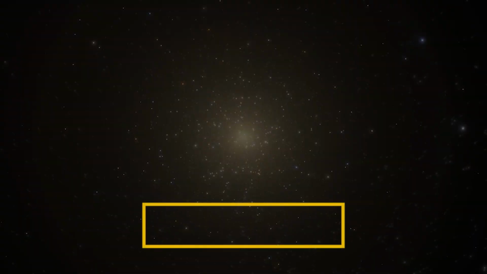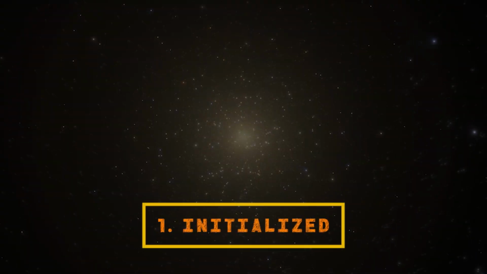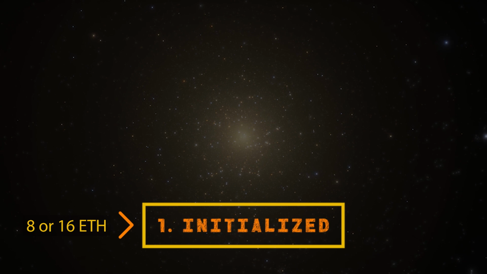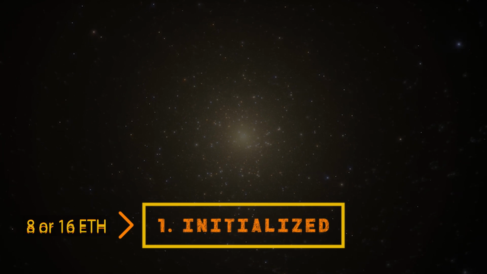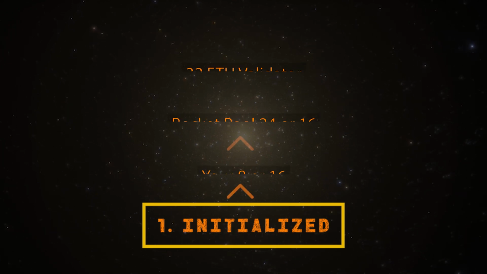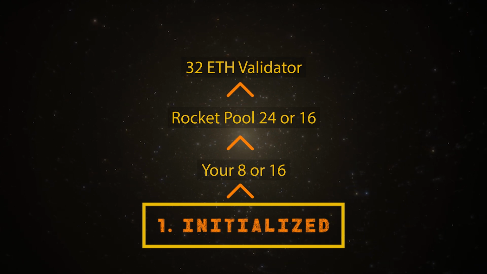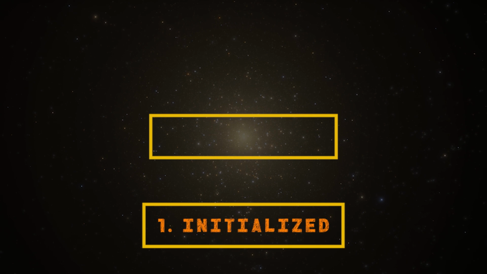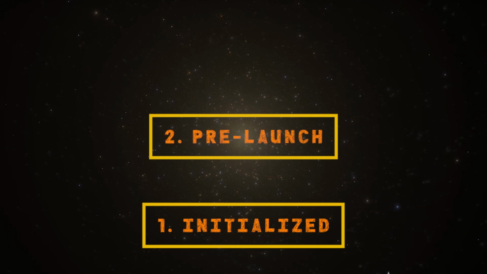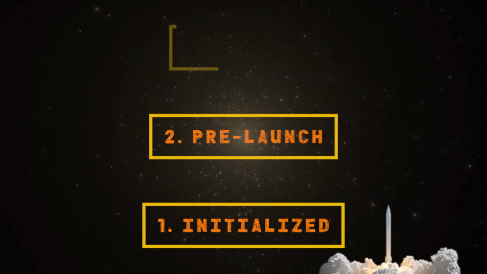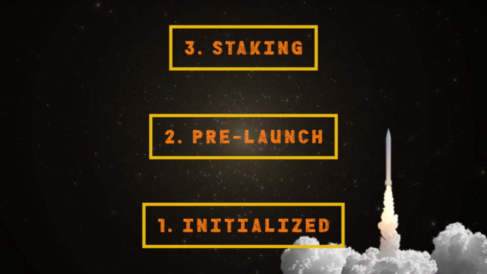Your mini pool starts out in initialized status with just your 8 or 16 ETH deposit. Remember that an Ethereum validator needs 32 ETH, so the remaining ETH will come from the Rocket Pool staking pool. Once that has happened, your mini pool will advance to pre-launch status. After that, it will advance to staking status.